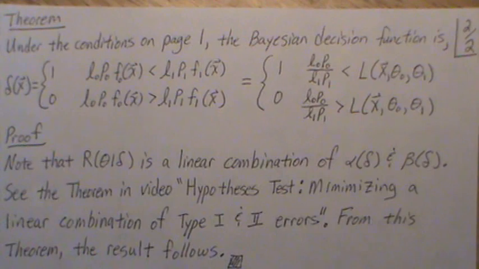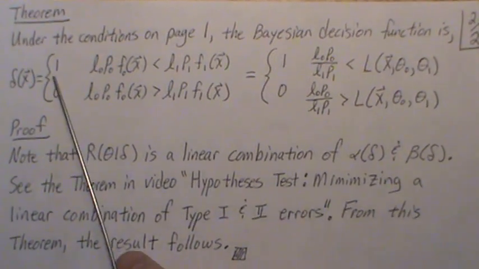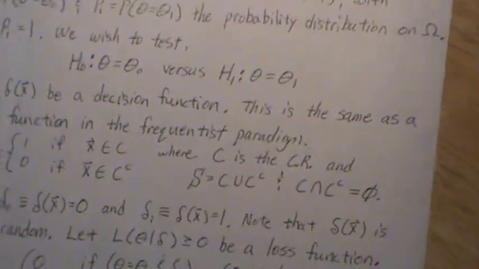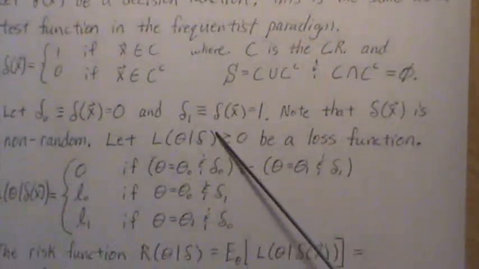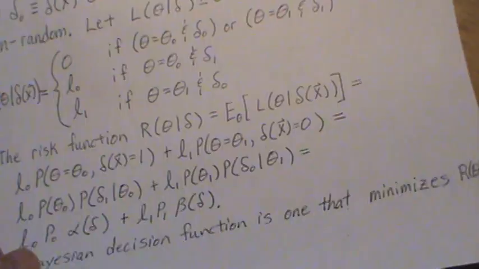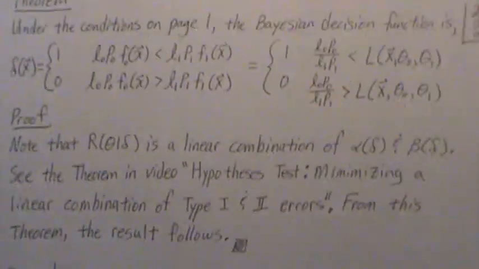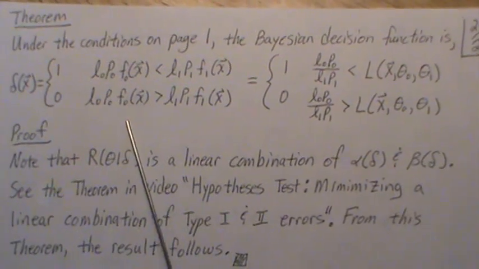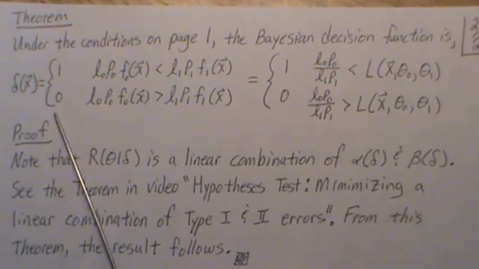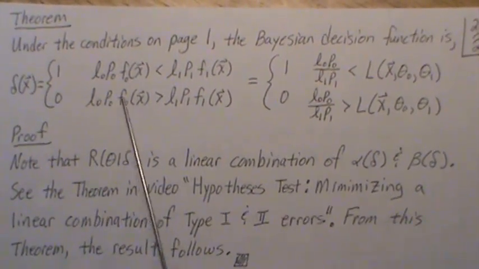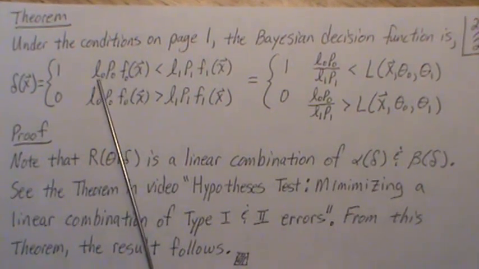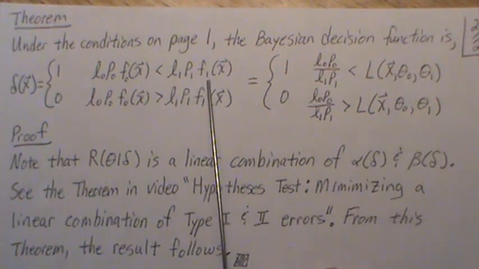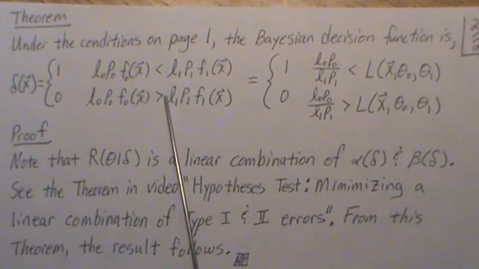So here is the theorem, under the conditions on page 1. I'm a little bit lazy, so I'm not going to restate this, but this is the situation that we're in. The Bayesian decision function is given by this. So delta is 1 or 0, and it's a 1 if this is the case: L0, P0, F0 is less than L1, P1, F1, and it's 0 otherwise.